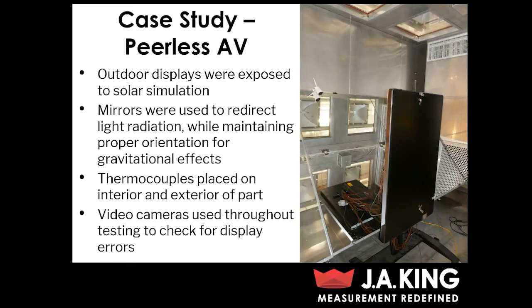And the reason we did that is we wanted to actually keep the displays vertical so that we could maintain proper orientation for gravitational effects, since that's the orientation that the parts are actually going to be in during field use. And during testing, we had multiple thermocouples placed on both the interior and the exterior of the part. And then we also had video cameras set up throughout testing so that we could check for any display errors. So this is a good example of how we can take a general test specification and then modify it to create a custom test based on the needs of the part.